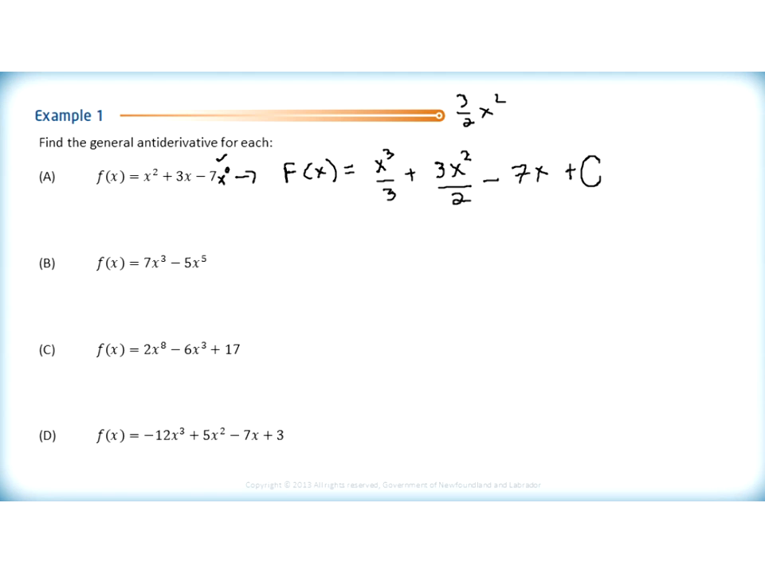F of x equals 7x cubed minus 5x to the power of 5. So our big F of x then will be 7x, I increase my exponent by 1 to the power of 4 divided by 4. And then I subtract 5x to the power of 6 all over 6.